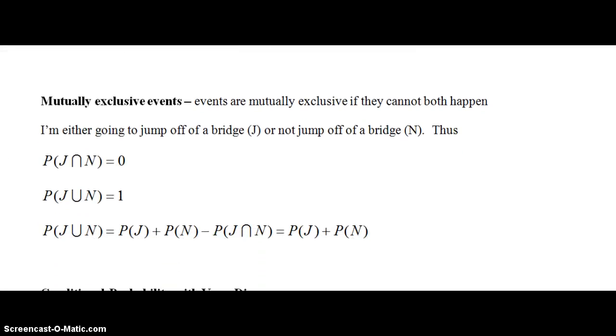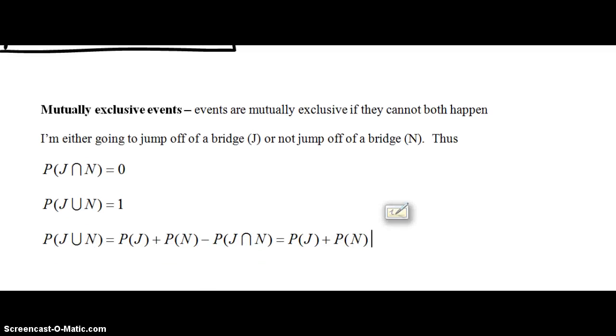Okay? Now, this is also related to another idea, mutually exclusive events. Events are mutually exclusive if they cannot both happen. So, this is just a vocabulary thing. I'm either going to jump off a bridge or I'm not going to jump off a bridge. So, the intersection is 0. And the union would be 1, right? I'm either going to do it or I'm not. So if I union them both, one of those things is definitely going to happen. But since they don't have an intersection, the probability of both of them happening is 0.